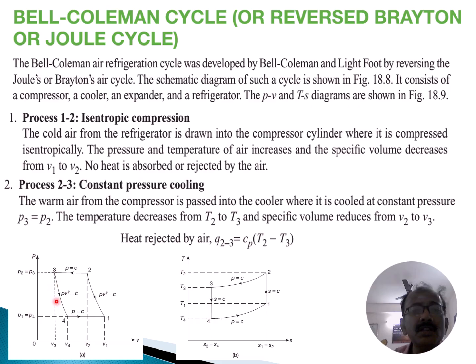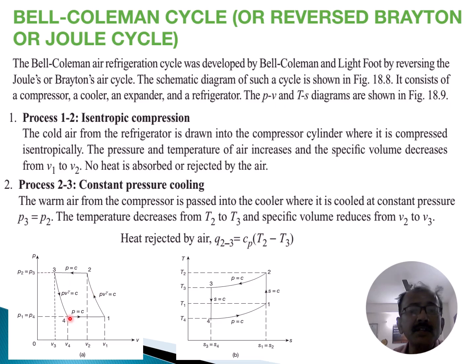If we see the diagram from here to here, 1 to 2 is isentropic compression. So the volume will decrease and the temperature will increase. Here the temperature increases. 2 to 3 is the constant pressure process, with expansion in volume. So due to the cooling, the temperature will fall at 3.